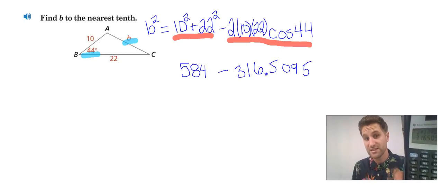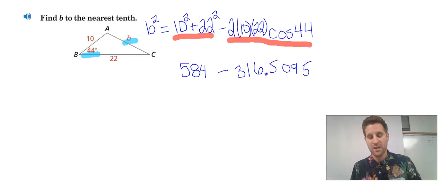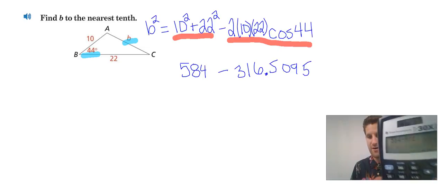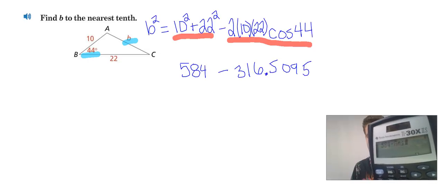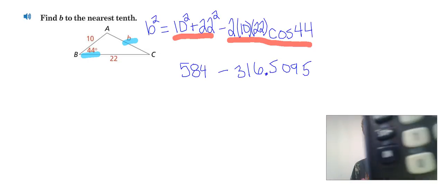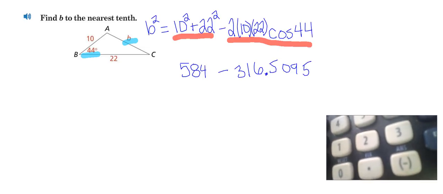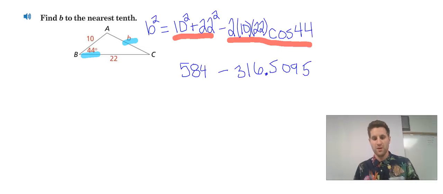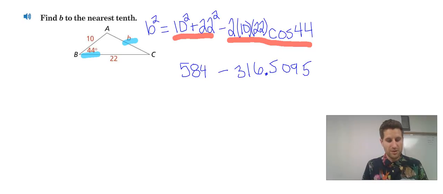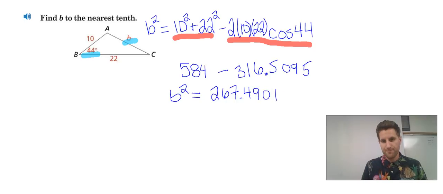So I'm going to take this number and subtract this number in my calculator. Watch how I do this. This is already saved in my calculator. So I'm going to do 584 minus the answer I had from before, and the answer button is right there at the bottom, you hit second to get to it. Hit enter, and now I get b squared equals 267.4904. Again, I like to go 4 decimal spots out.